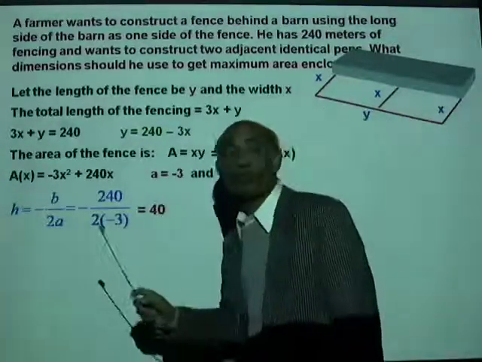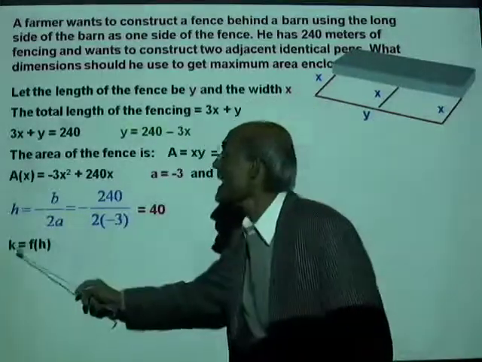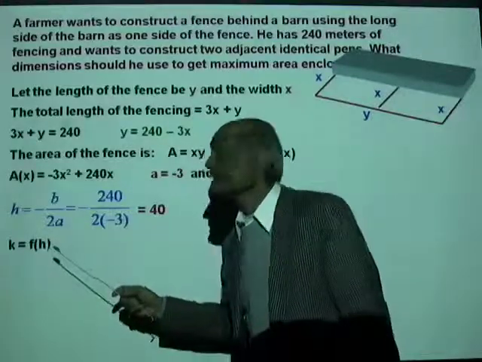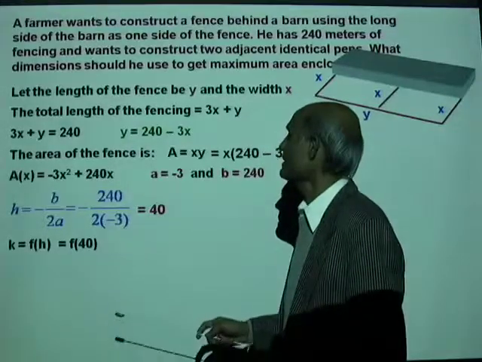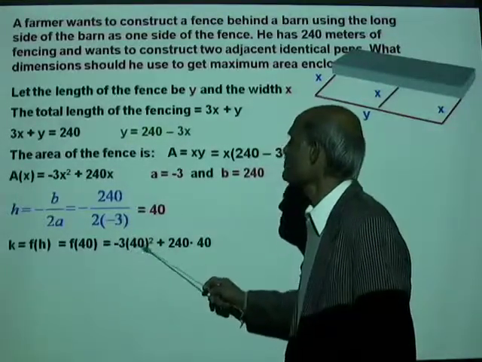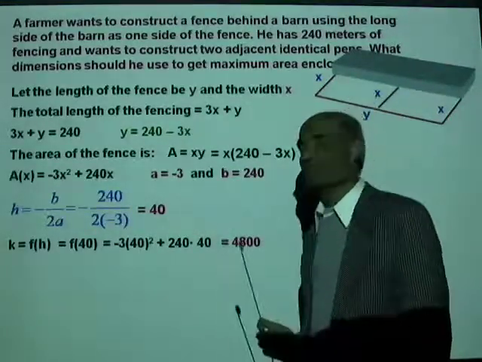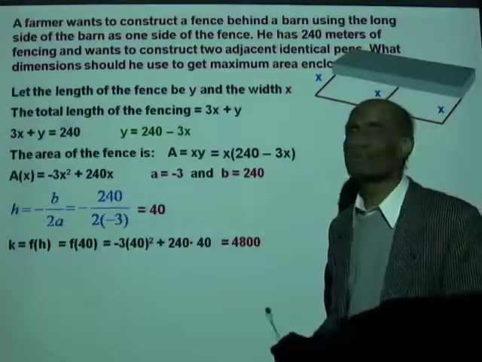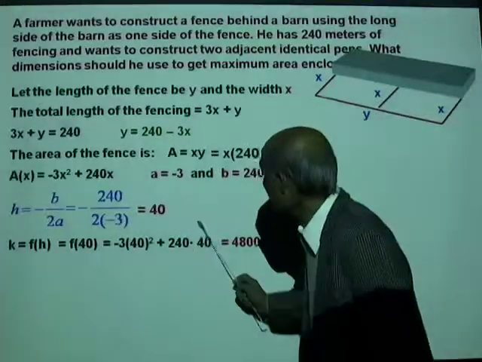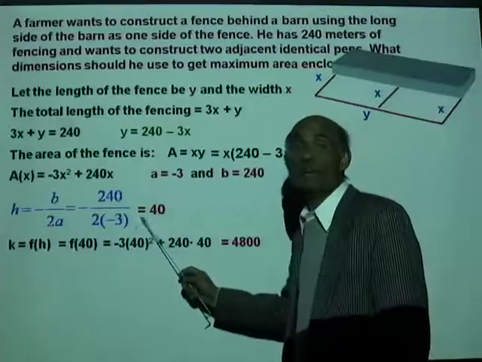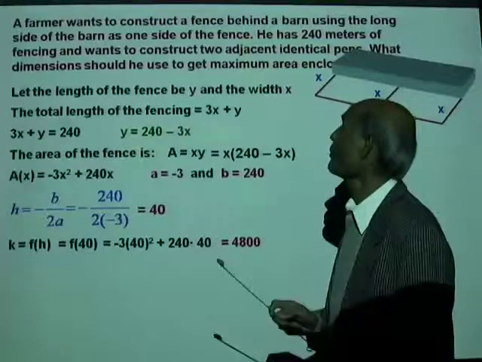And when x equal to 40, what is the maximum value of the function? k equal to f of h. In other words, take this 40 into this function. That will be f of 40, and that will be negative 3 times 40 squared plus 240 times 40, that is 4,800 square feet or square meter, whatever that is. So the maximum area is 4,800, and the area becomes maximum when x equal to 40 meter.